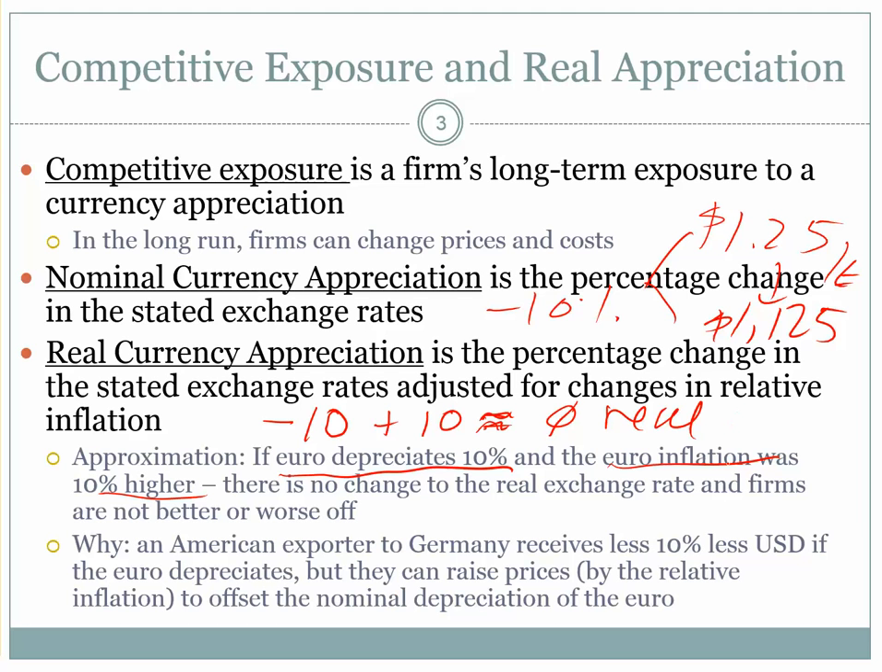And this is very important when we talk about competitive exposure. For example, if you're an exporter to Germany and you receive euro revenues and the euro devalues 10%, you might think that you're going to lose out. However, if the exchange rate devaluation was driven by inflation in Europe, you may be able to just raise your prices and offset the losses. So that's why competitive exposure is a very important concept.